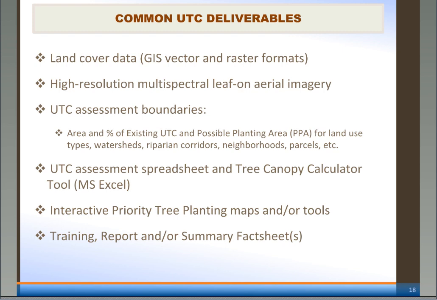We have some interactive low-tech maps that we've made that are still interactive in the sense that you can turn layers on and off just within a PDF environment. So that's a tool that anybody can use. You don't need to have the GIS data.